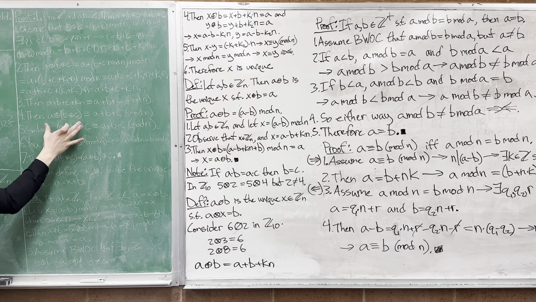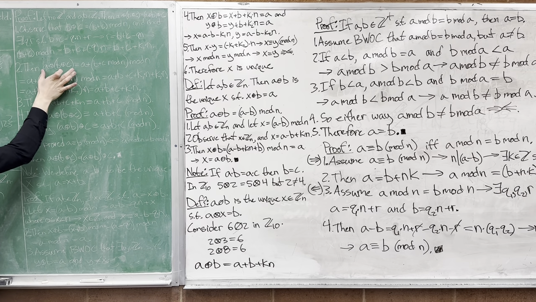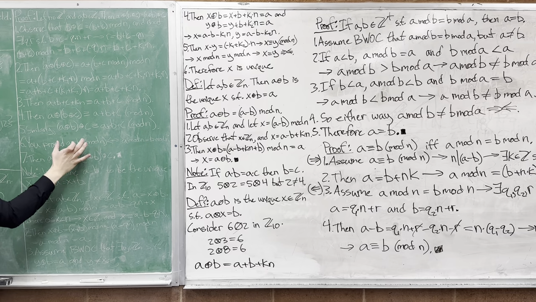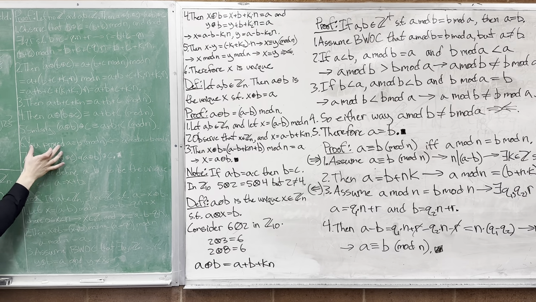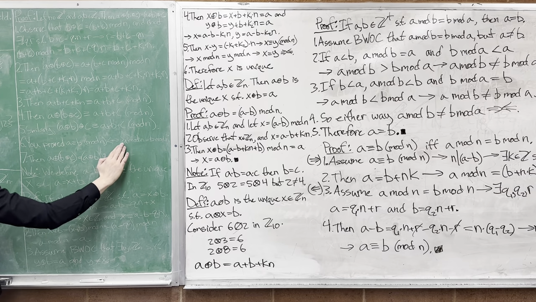So I get that this thing is congruent to this, which is congruent to where we started. So we get that this is congruent. Sorry, we're down here. Using our theorem that we proved over there, we get this is congruent to this mod n.